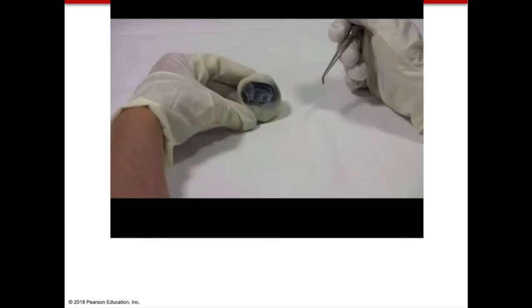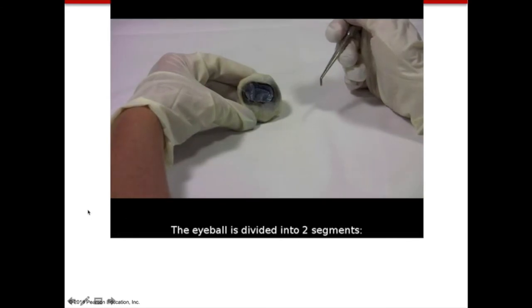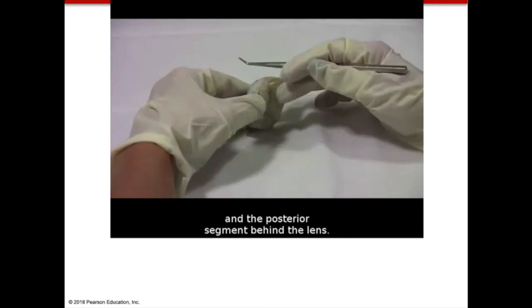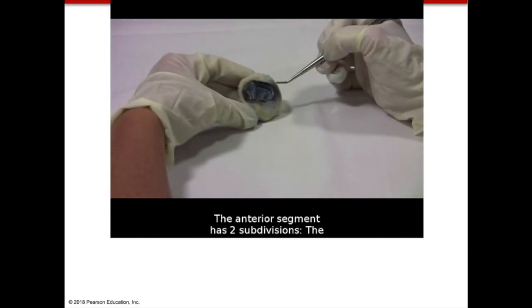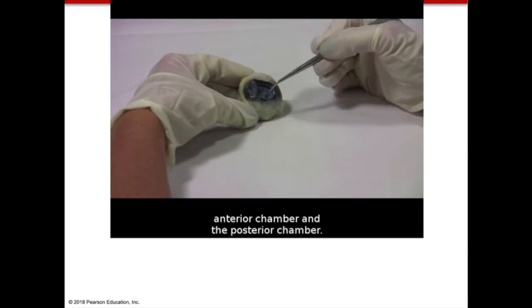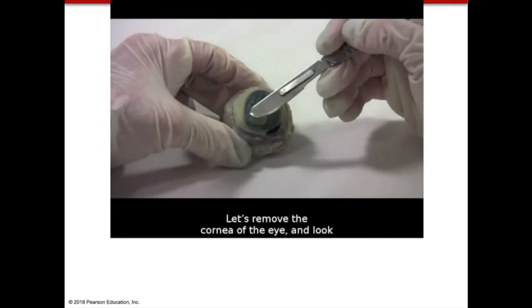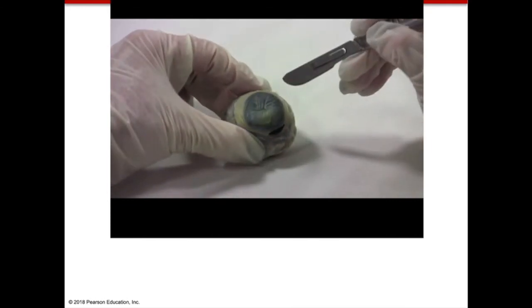Okay, another video and the last one. The eyeball is divided into 2 segments. The anterior segment in front of the lens and the posterior segment behind the lens. The anterior segment has 2 subdivisions, the anterior chamber and the posterior chamber. Let's remove the cornea of the eye and look behind the cornea into the anterior chamber. Okay, note that she says segment, but you can also say cavity, like we said.